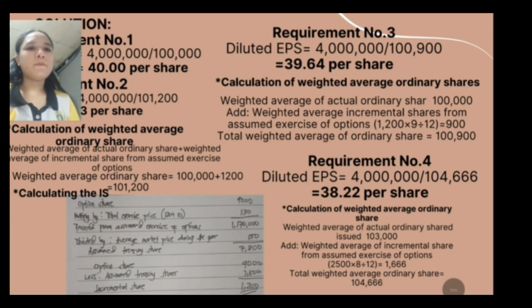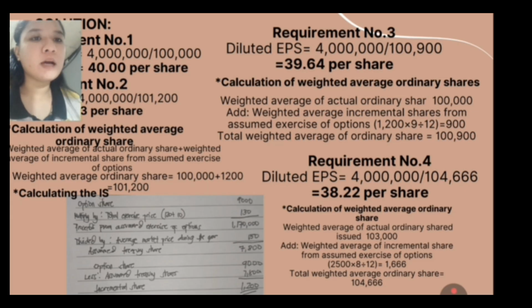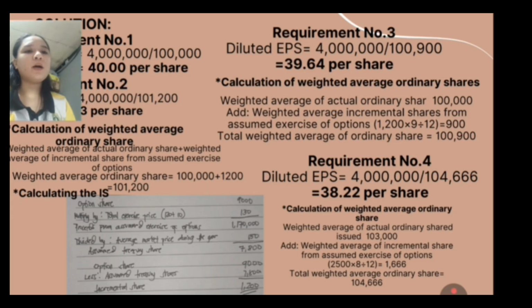Let's proceed to requirement number 3. We have to calculate the diluted EPS. The net income is 4 million divided by the weighted average ordinary shares of 100,900, so it is equal to 39.64 per share. To calculate the weighted average ordinary shares, we add the weighted average of actual ordinary shares of 100,000 and the weighted average incremental shares from assumed exercise of options: 1,200 times 9 divided by 12 is equal to 900.